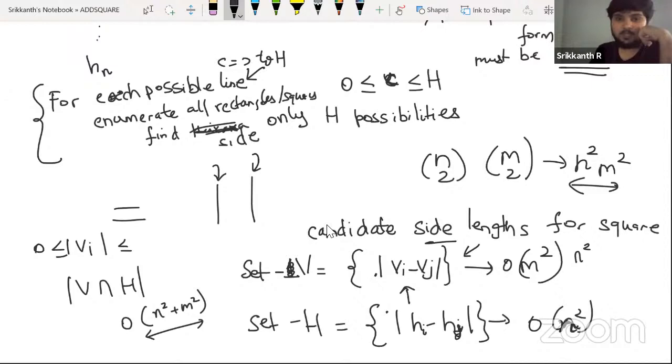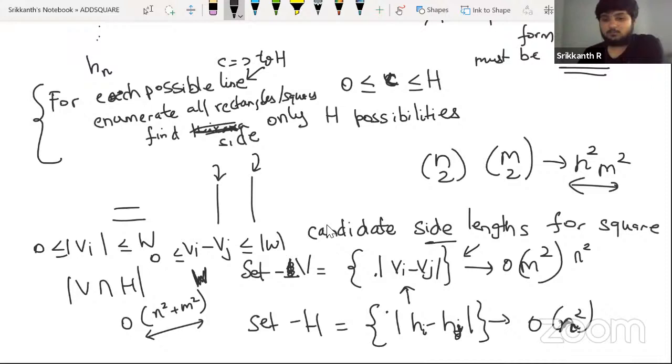Between zero and W, I believe, right? So the difference VI minus VJ will also be between zero and W, right? Although there are N squared possible differences for us to evaluate, the number of distinct differences is only W, right? So that's a nice observation to make, and we will work on that.